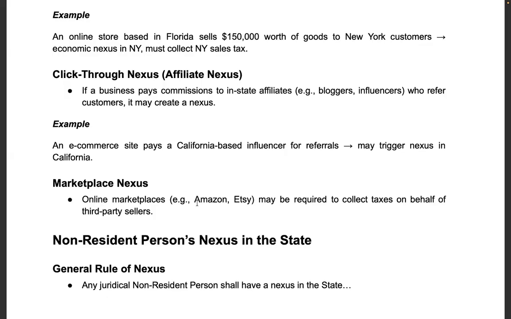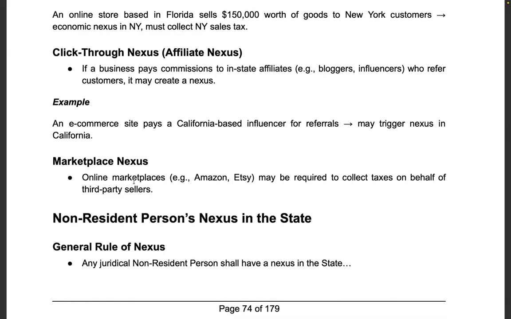Marketplace nexus. This is Amazon, Etsy. This is also one example of nexus. We have been discussing it, right? The Amazon and Noon example that we gave earlier on. That also doesn't exist in the UAE right now. But this marketplace case is absolutely opposite, right?